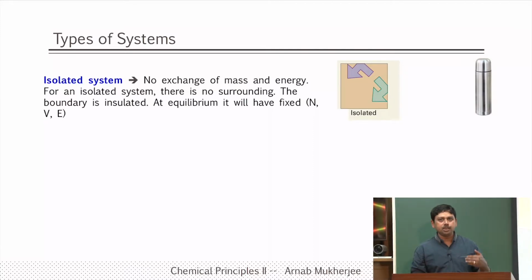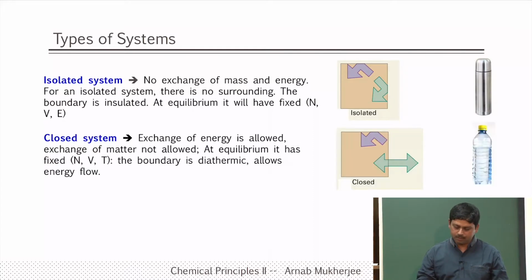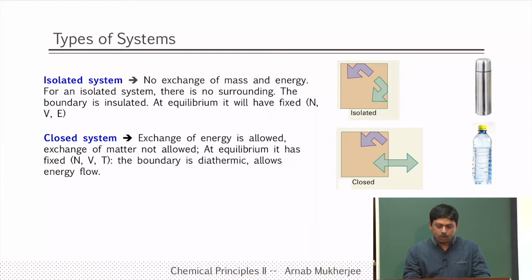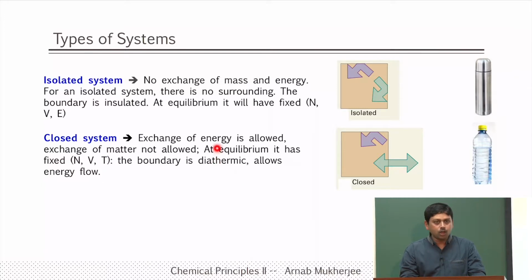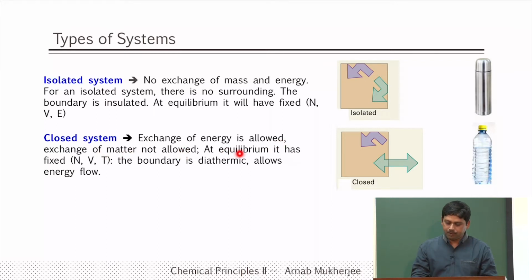So an isolated system is one in which there is no transfer of energy or mass, and then there is something called a closed system, which might be a little confusing when you hear it for the first time. Closed means it is only closed for mass to transfer. It is not closed for energy to transfer. Exchange of energy is allowed in this system, but exchange of matter is not allowed. At equilibrium this system has a fixed number of molecules, fixed volume and fixed temperature, and in the isolated system at equilibrium we have a fixed number of molecules, volume and energy.